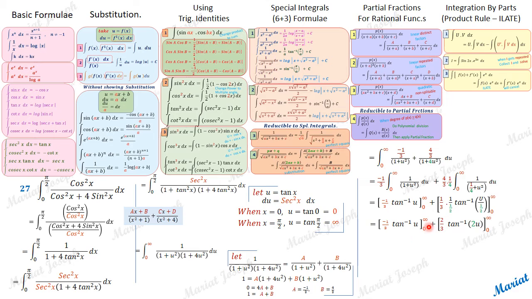Now let's apply the upper limit and lower limit in them. Here tan inverse infinity minus tan inverse 0, plus tan inverse 2 infinity minus tan inverse 2 into 0. What is tan inverse infinity? Pi by 2. Tan inverse 0 is 0. Again tan inverse infinity is pi by 2 and tan inverse 0 is 0. So we have, along with the minus 1 by 3 and 2 by 3 coefficients, this. So simplifying it further, we get the answer pi by 6.